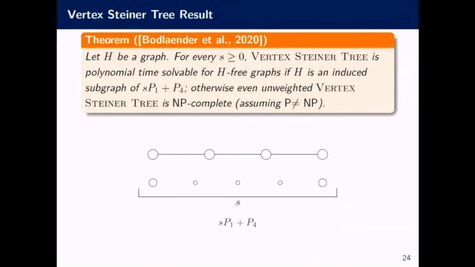So vertex Steiner tree, this is the general result that we obtained. For every s at least 0, vertex Steiner tree is polynomial-time solvable for H-free graphs if H is an induced subgraph of sP1 + P4. Otherwise, even unweighted vertex Steiner tree is NP-complete. So if we forbid this kind of graphs, the problem is easy, and otherwise it's hard to compute. Here at the bottom, you can see the running time of the algorithm when H is sP1 + P4.